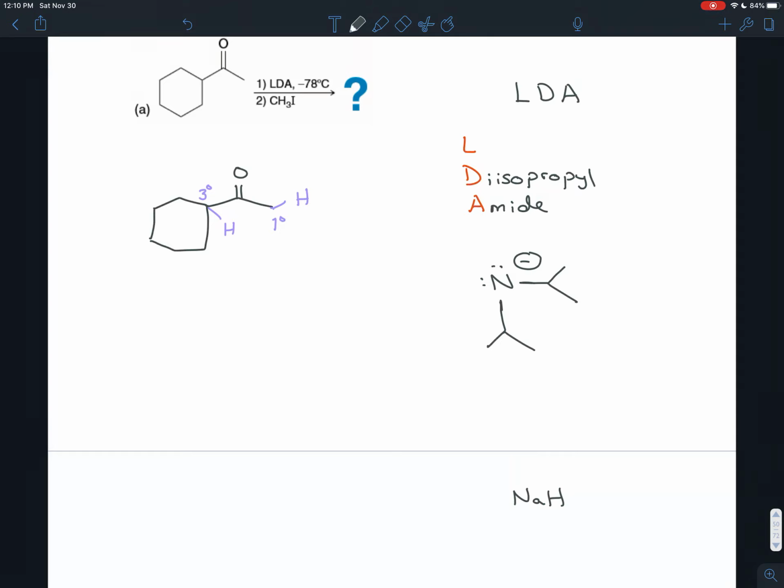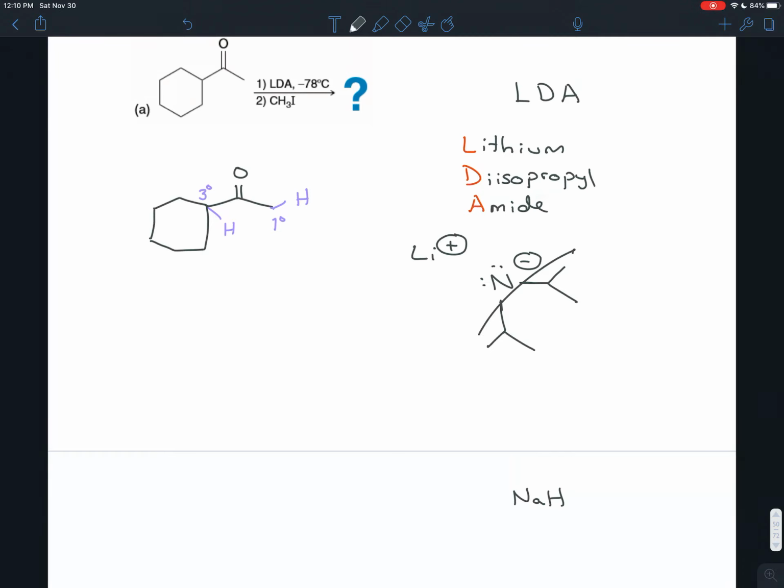Now the negative charge is very reactive, and so to stabilize that while the molecule is being stored, you add a lithium cation. The lithium cation with its positive charge balances the negative charge on the diisopropylamide. And so that molecule there is lithium diisopropylamide, or LDA.